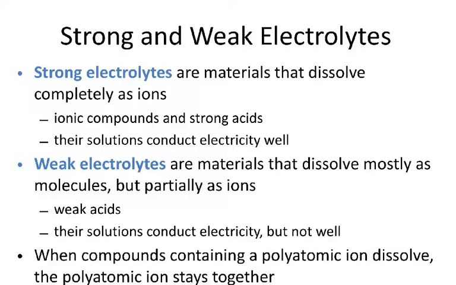So strong electrolytes are materials that dissolve completely as ions. Those include ionic compounds and strong acids, and they're going to conduct electricity very well. Weak electrolytes are mostly as molecules, but there's a little bit of ion present, so weak acids are weak electrolytes. They can conduct electricity, but not nearly as well as strong electrolytes.